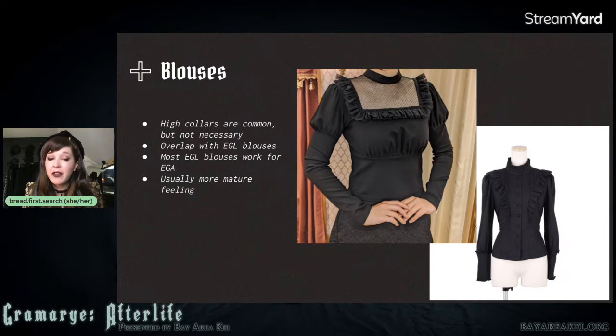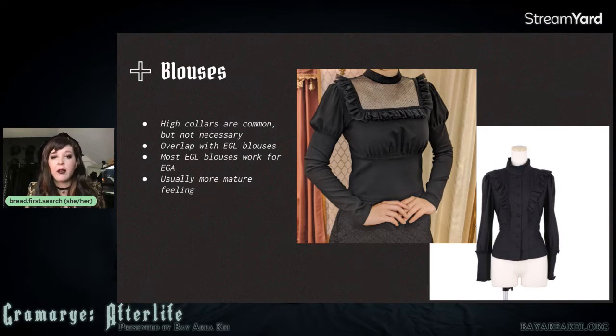There's a ton of overlap with EGL blouses. So if you have EGL blouses that are in black or another kind of subdued color, that's totally gonna work. Generally, I would say just avoid Peter Pan collars, but that's totally not a hard and fast rule. You can put together an EGA outfit that has a Peter Pan collar. There's totally no rules there. It's just kind of a common theme to see high collars.